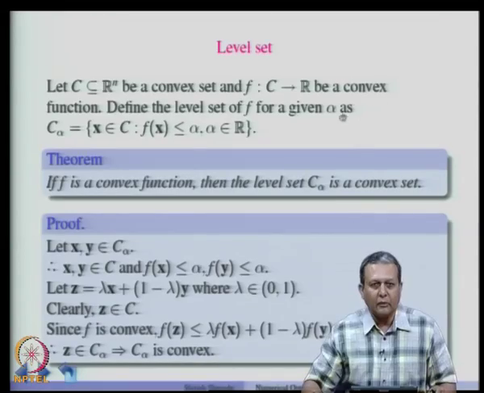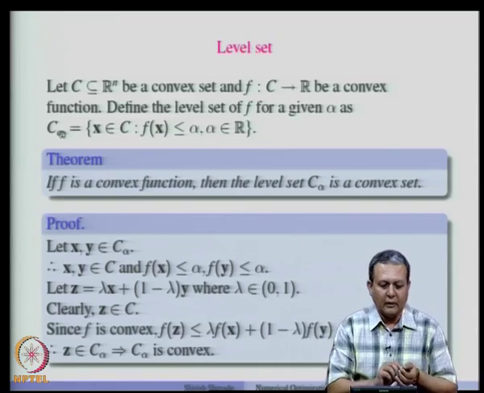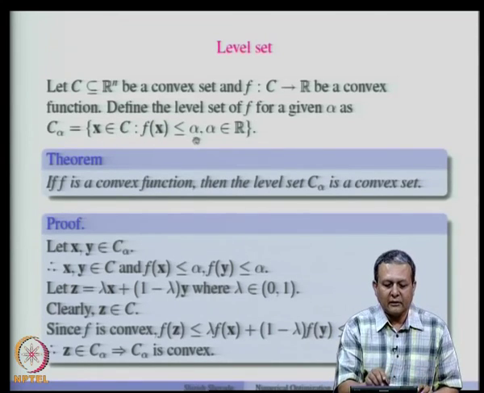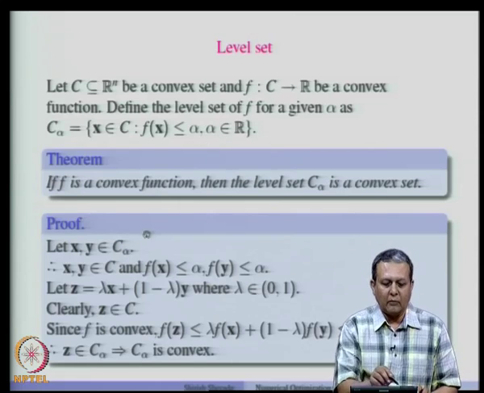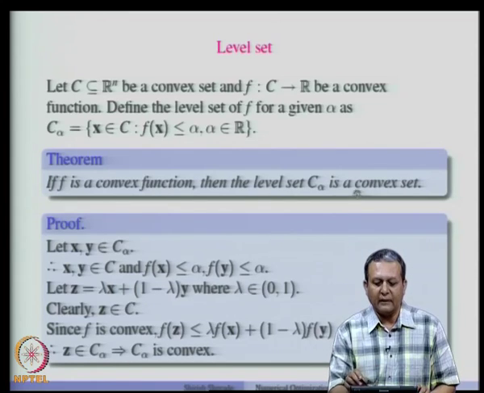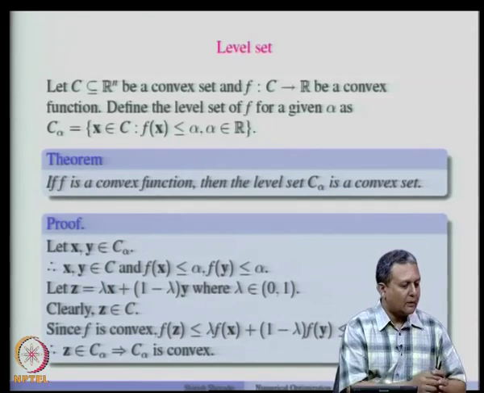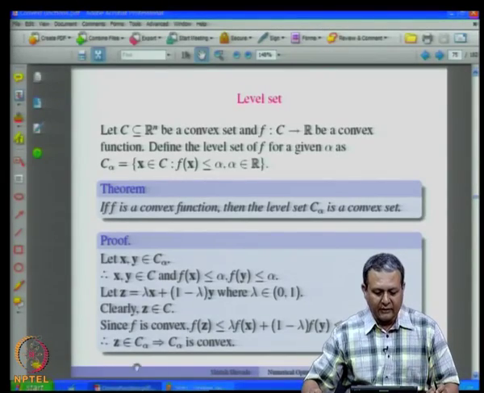Now, in the last class, we talked about the level set. The level set of any function f is defined as the set of all points x in the set C such that f(x) is less than or equal to alpha, where alpha is a real number, and we call this set C alpha because there is a parameter alpha associated with the set. Now, if f is a convex function, then we showed that the level set C alpha is a convex set for any alpha. So, we will see some interesting properties related to this.